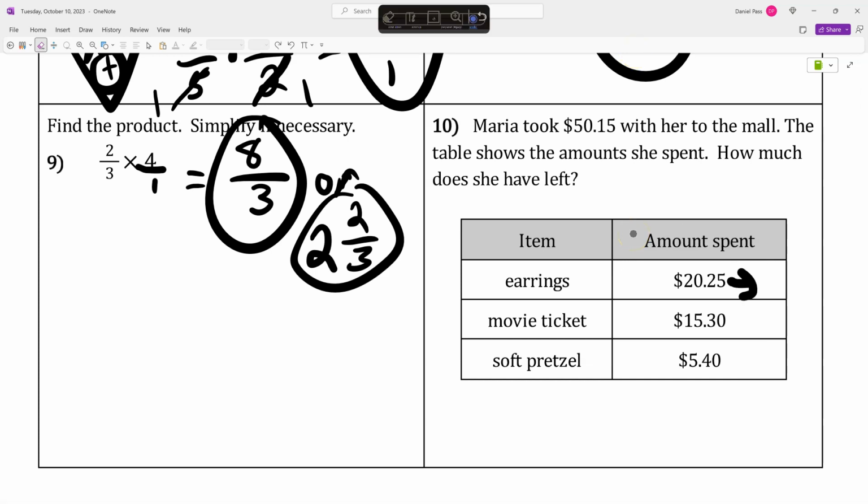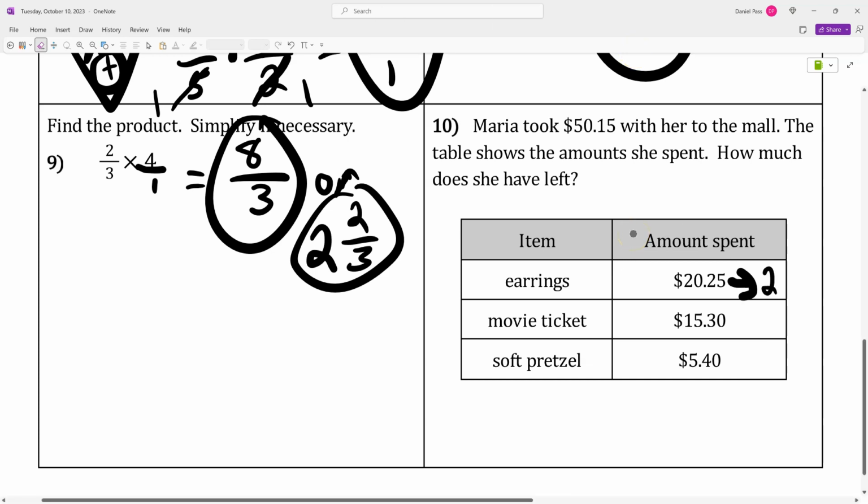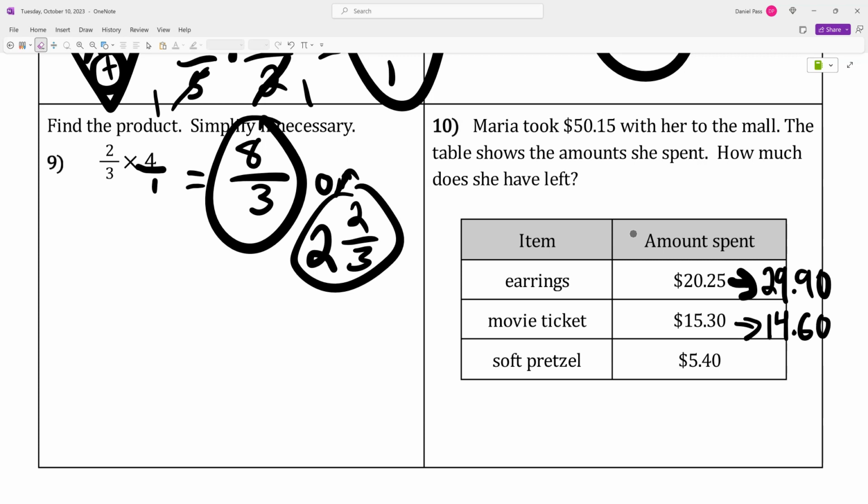So after the first subtraction is how much? $29.90. Okay. Then you're going to do $29.90 minus $15.30, and that would be $14.60. And then you do $14.60 subtracted by $5.40, and your answer would be $9.20. All right. Good job.